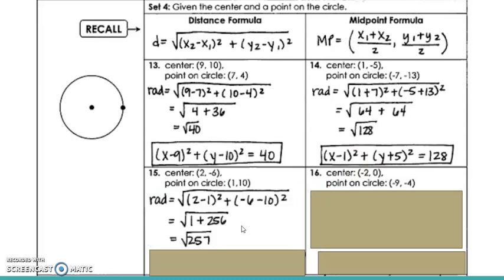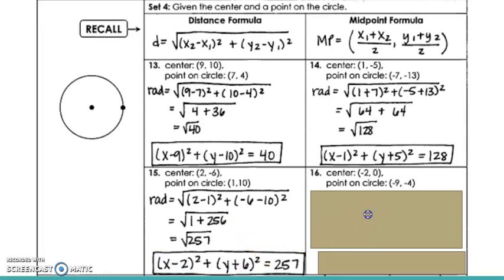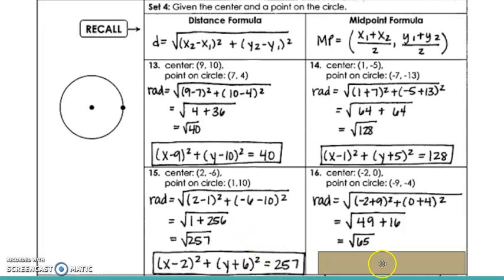15 and 16 are the same way, so I'll show you those. Again, we're just using that distance formula to find our radius so we can plug it into the equation of our circle. So that's if they gave us the center and a point on the circle.